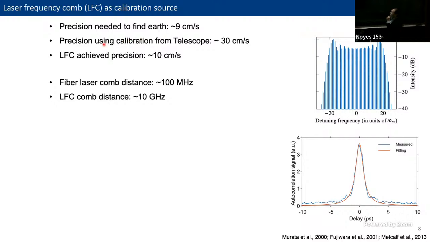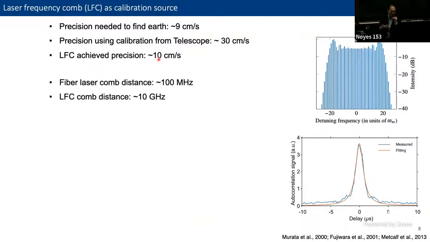The current precision, using the calibration from very advanced telescopes, for example the Keck Planet Finder, is on the level of 30 centimeters per second, and it can be better, I believe, with recent developments. If you calculate those stabilities as a fraction of the speed of light, it's about 10 to the minus 9. So we really want to boost this even further. With the laser frequency comb, we can achieve a precision of about 10.